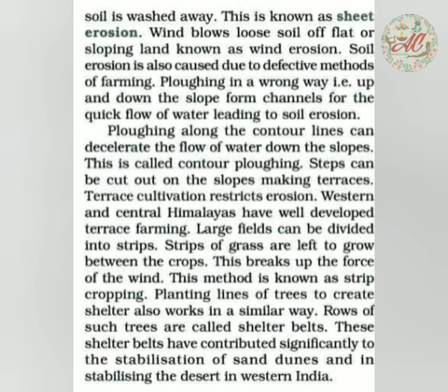Large fields can be divided into strips. Strips of grass are left to grow between the crops. This breaks up the force of wind. So it is very useful to grow the crops in strip cropping. Right? Planting lines of trees to create shelter also works in a similar way. Rows of such trees are called shelter belts. These shelter belts have contributed significantly to the stabilization of sand dunes and in stabilizing the desert in western India.